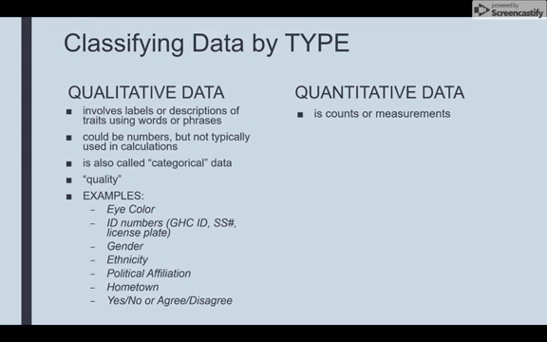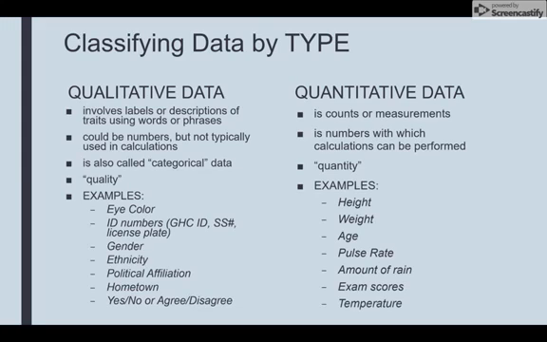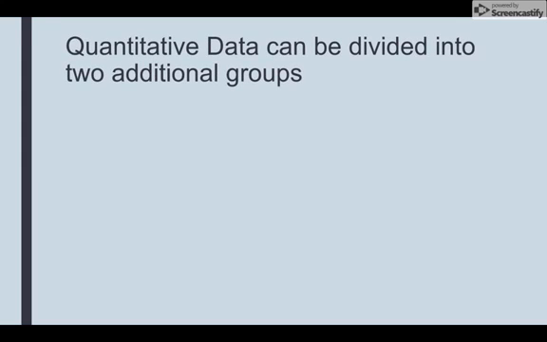Quantitative data is counts or measurements, which definitely involves numbers, and those numbers we do perform calculations with. It usually involves some kind of quantity or amount. Some examples might be things like height, weight, age, pulse rate, amount of rain, exam scores, and temperature. Quantitative data, if you have numbers, it can be broken down into two additional groups. Quantitative data can be either discrete or continuous.